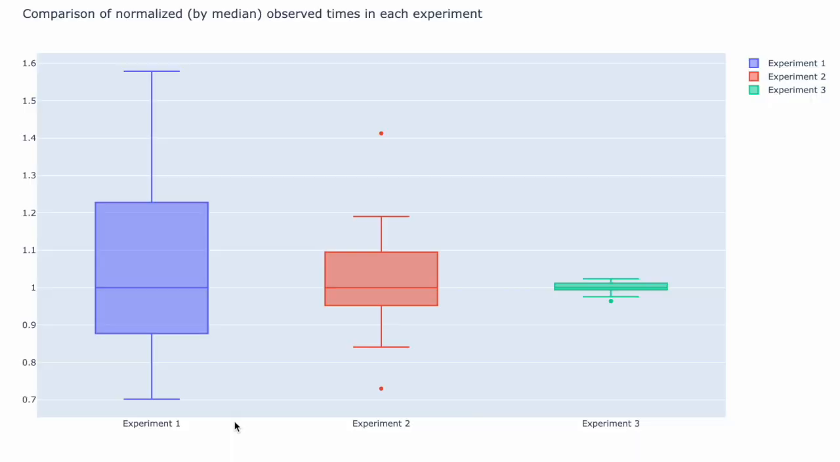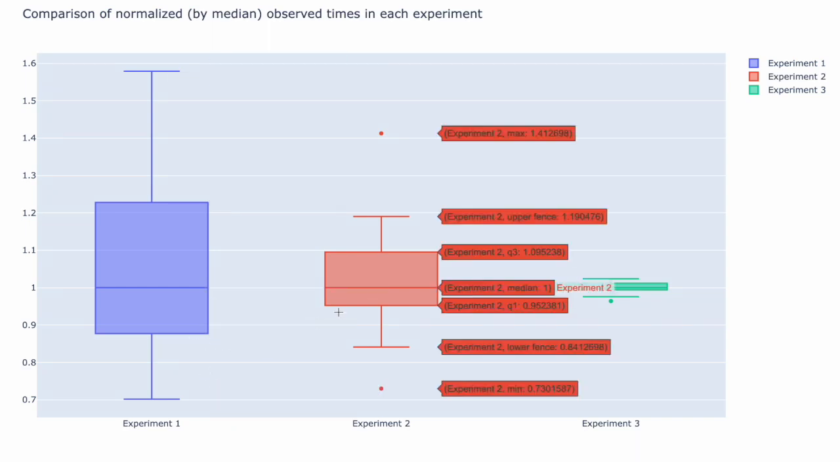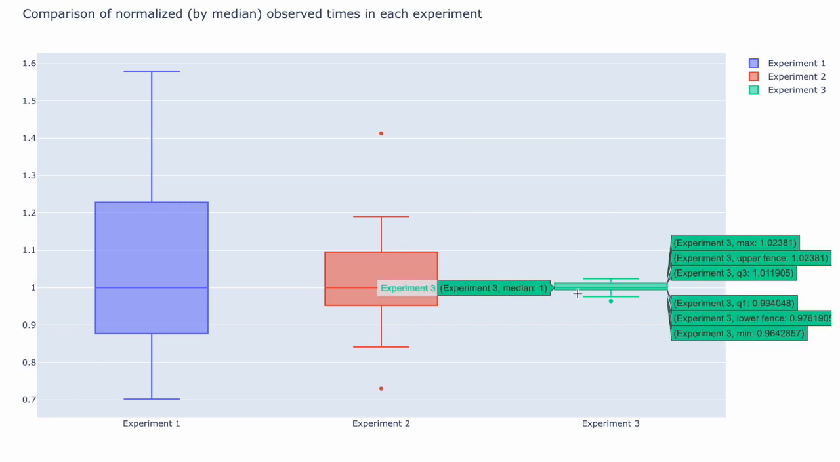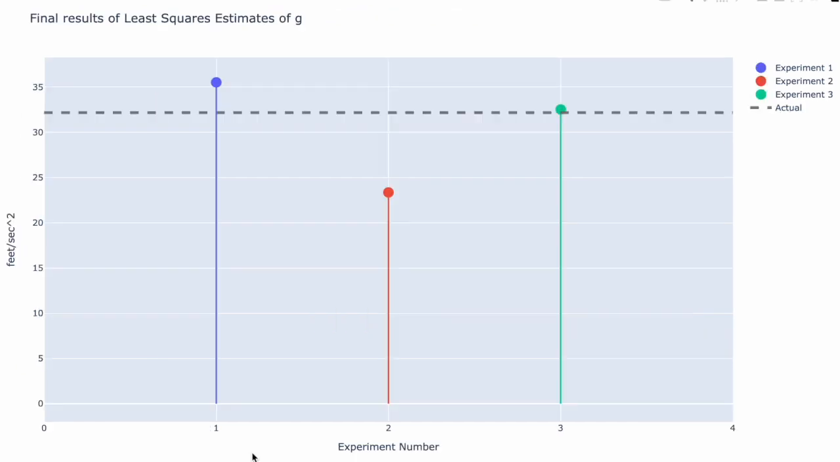Here is a comparison of the data from each experiment. We see clear evidence that the variation, or the spread of the sample drop times, reduced with each experiment. And here are our final least squares estimates of g for each experiment. Number 1 coming in at 35.5 feet per second squared, 2 at 23.35 feet per second squared, and finally 3 at 32.5 feet per second squared.